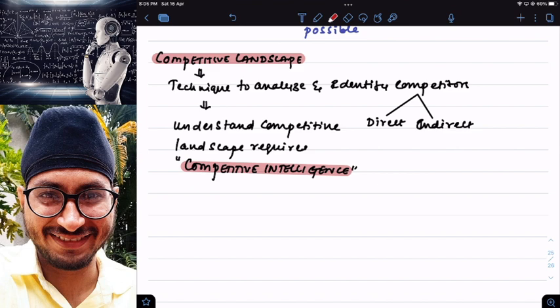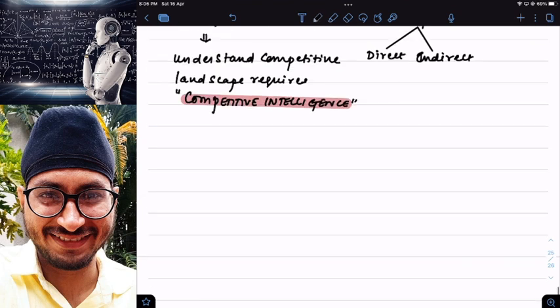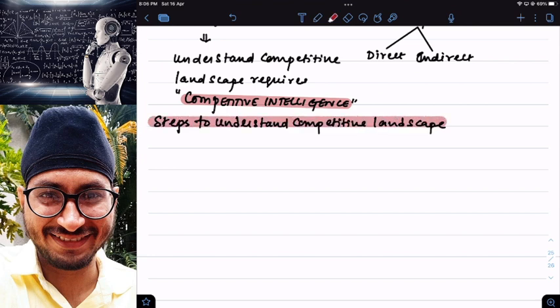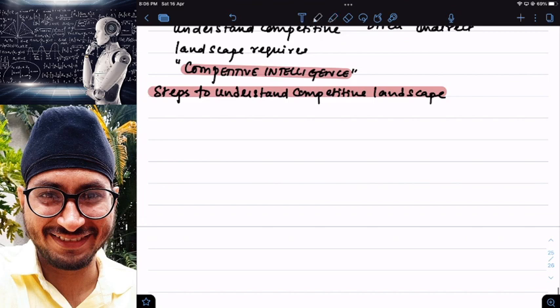So we understood the meaning of competitive landscape. Now let us understand the steps in understanding the competitive landscape. Clear? Steps to understand competitive landscape. Step number 1: identify the competitor. Clear? Step number 1, identify the competitor.